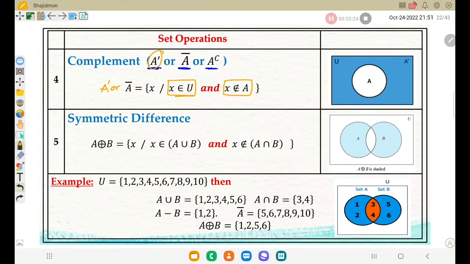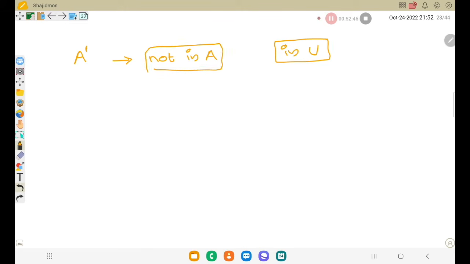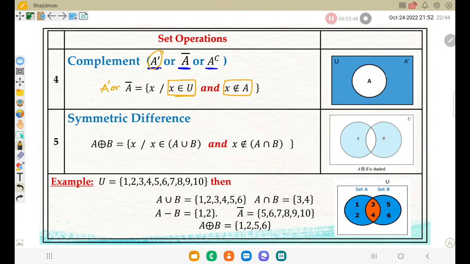That is the meaning. I will write here: A dash means the number is not in A, but it should be in the universal set. It should be in the universal set, but it should not be in A. That is the condition. For example, you can see the A set I have not highlighted. All other numbers coming here, only those we write. The numbers in A, don't write. That is the meaning of complement of a set.